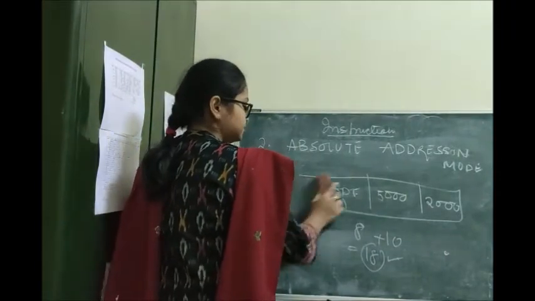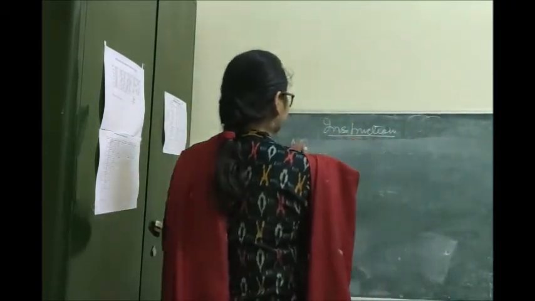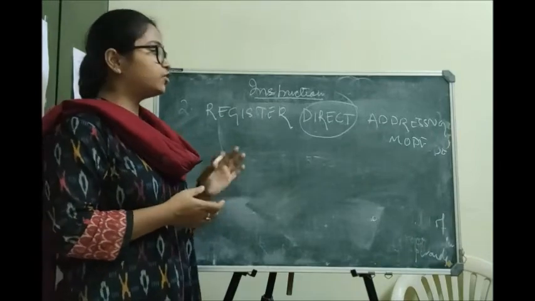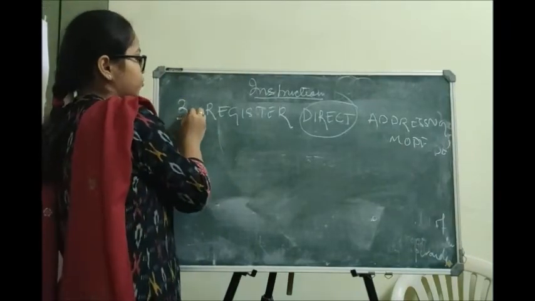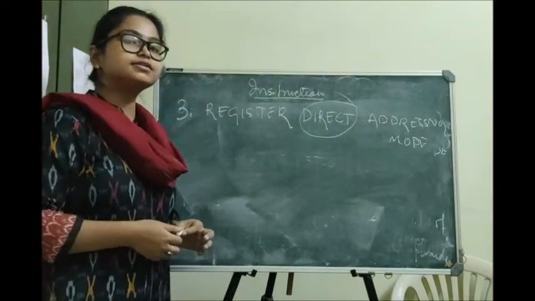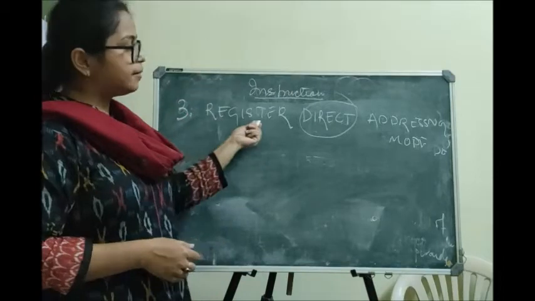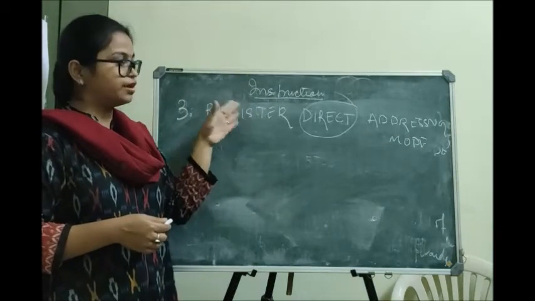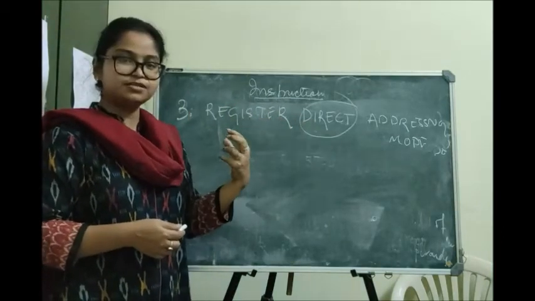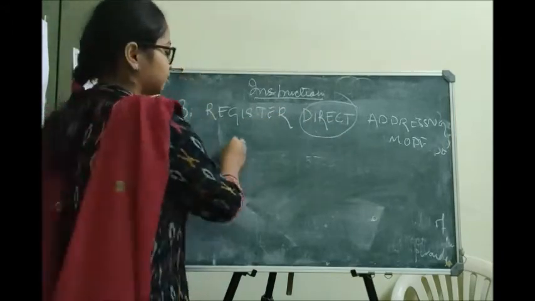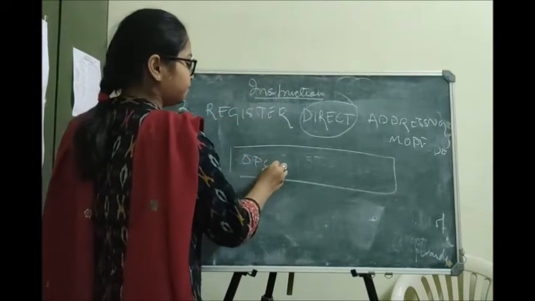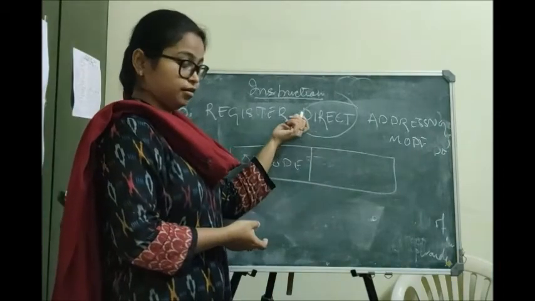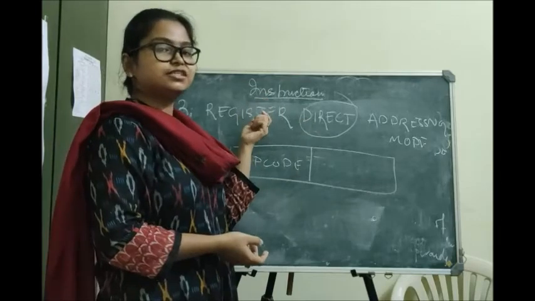Now our third addressing mode is register addressing mode. After the absolute addressing mode, we will cover the next addressing mode, register direct addressing mode. This is a kind of register addressing mode. From the name itself we can deduce that the operands are definitely stored in registers. Now what does register direct mean? Register direct says that this is the opcode, and the effective addresses of the operands are directly specified in the registers.